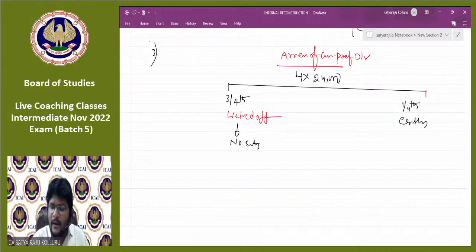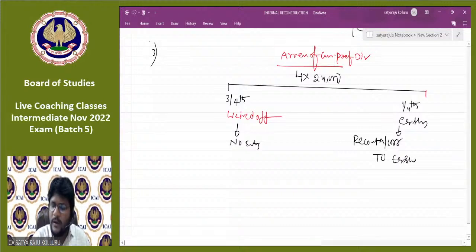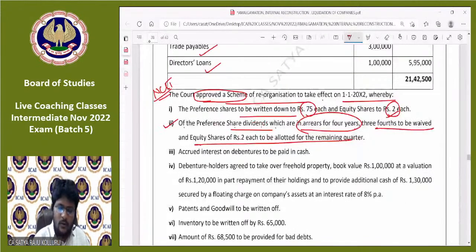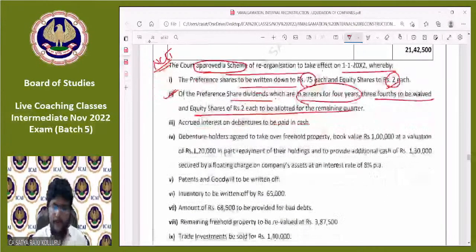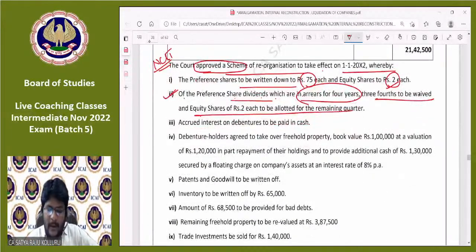Waive off, no entry. For 1/4 of the equity, the amount means 24,000. We are issuing it in the form of equity shares. Whenever you are discharging unrecorded liability, the entry is: reconstruction account debit, with the discharged amount, to equity share capital account, which is 24,000. This is the entry we need to pass as the 4th entry for point number 2. Do you agree with me, guys? All of you?